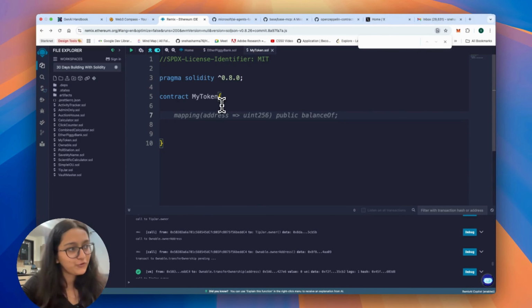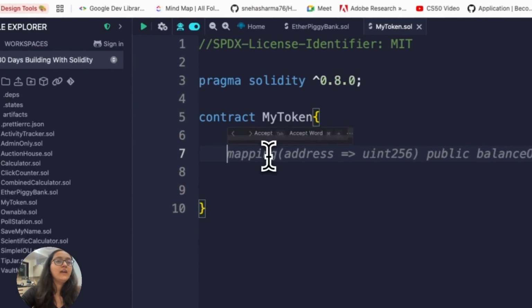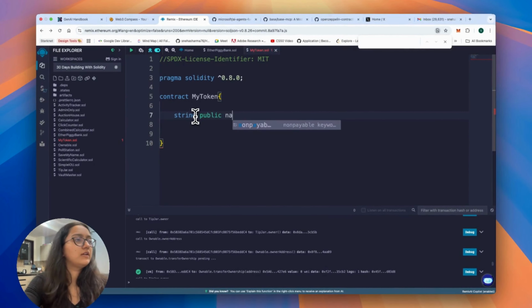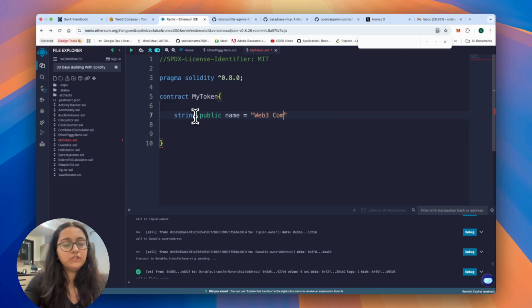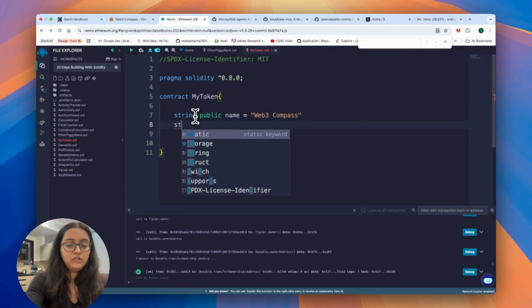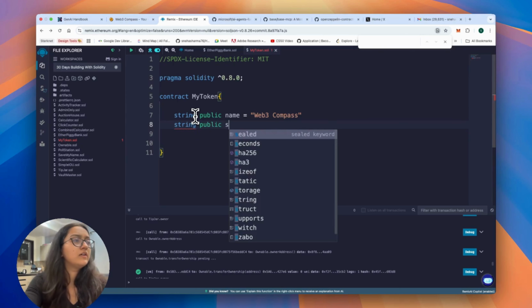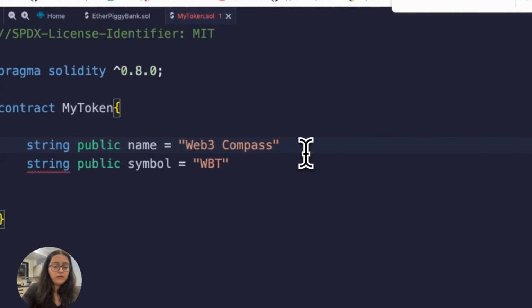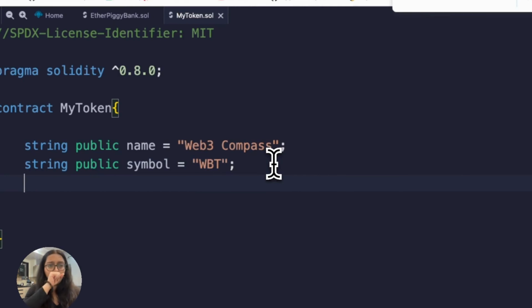So we keep it like that so that it's easier to just exist. Yeah. And then we're also going to talk about what is the total supply. So let's just get writing. String public name. What? Web3 Compass. Okay. Then we need a symbol. String public symbol. Okay, it says WBT. Fine. I'm missing a semicolon here. Sorry.